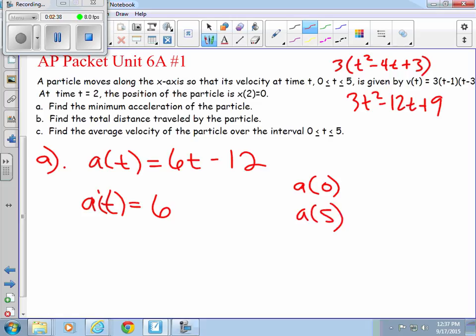On my work, if this did say justify, it doesn't. But if it did, I probably would say something like that doesn't equal 0, so let the reader know I checked for critical points and there weren't any. I'm going to find A of 0, which is negative 12. A of 5, which is 30 minus 12, or 18. So the minimum acceleration is negative 12. Do we have units? No.